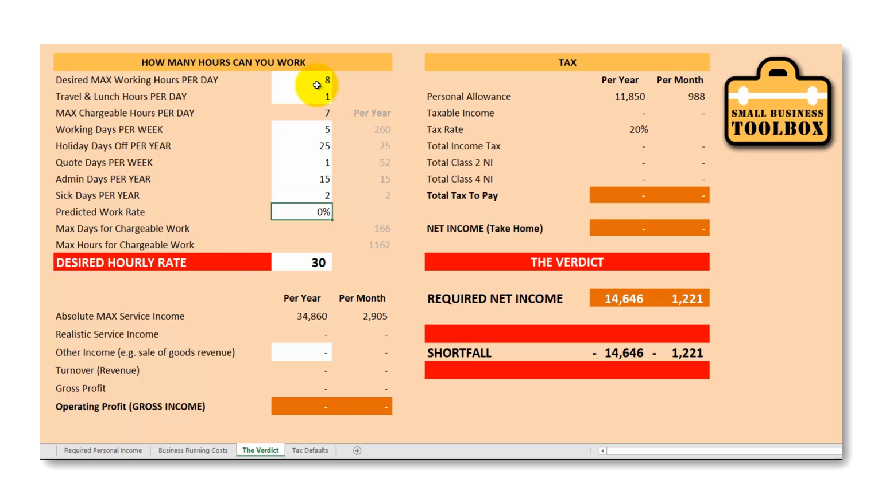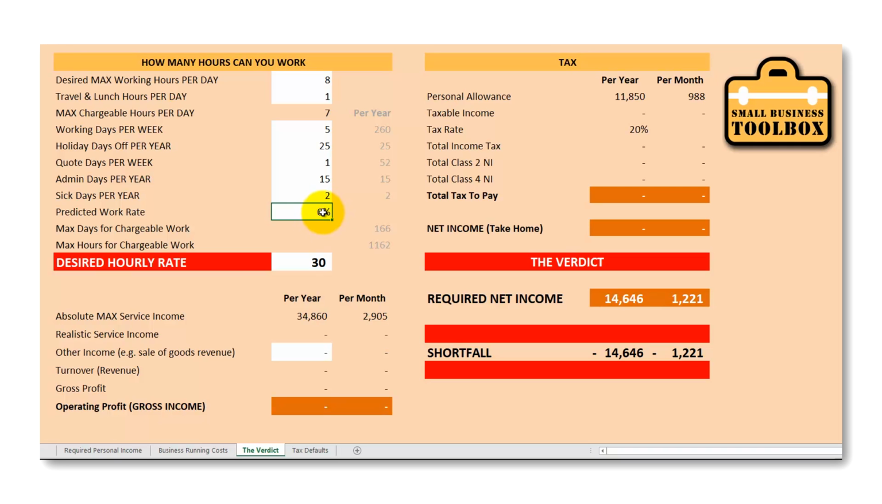Predicted work rate. This is a really, really key figure here, and this is a difficult one to get right. What we're saying is, okay, we're going to try and work 5 days a week. One of the days is going to be a quote day. We're going to have all these holidays and everything else. But there's no guarantee that you're going to get, in your remaining 4 days a week of chargeable days, work booked in for those days. Hopefully you will, but generally speaking, if you can work to 70 to 80% work rate, you're doing pretty well.